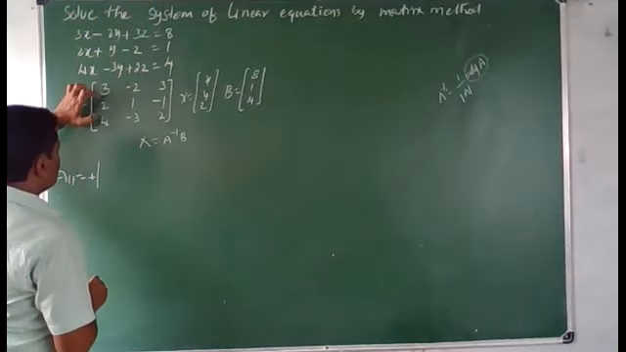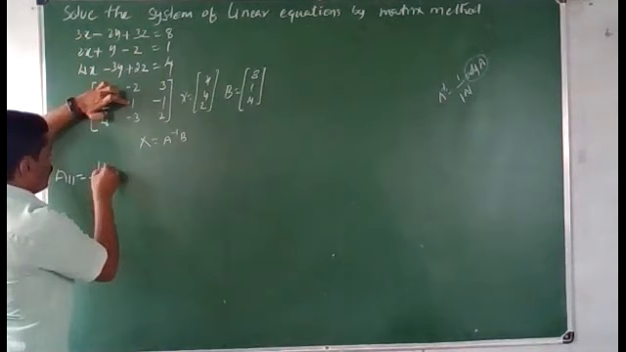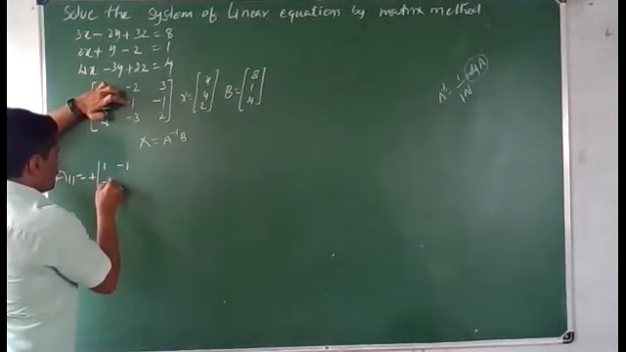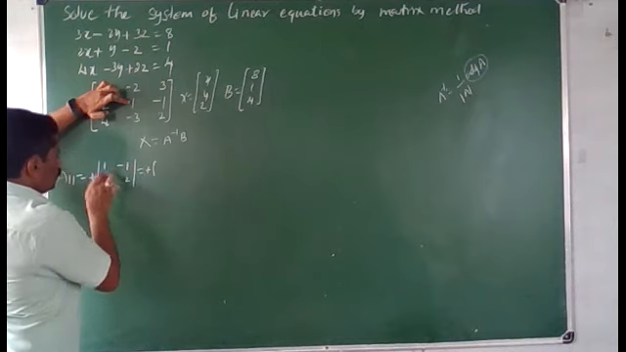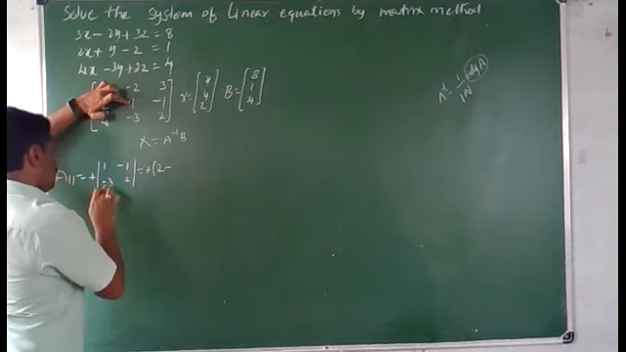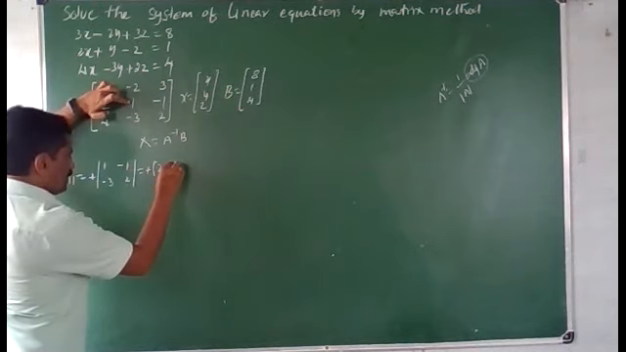So for the cofactor of 3, we leave this row and this column. What are the remaining elements? 1, minus 1, minus 3, 2. Again that is equal to plus, write the plus as it is. 2 into 1 is 2, minus into minus is plus, that is 3 into 1, that is 3.